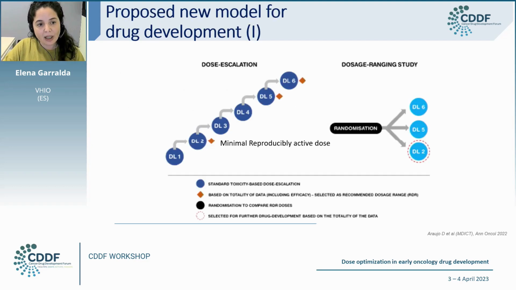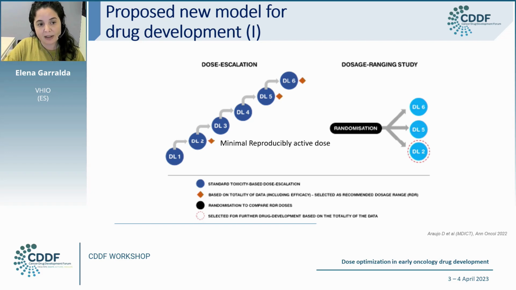So in that regard, I did want to finish explaining how we convened the MDICT workshop and published these guidelines in Annals of Oncology with a proposed new model to perform phase 1. This has also been spoken about briefly in the first talk. These are the guidelines that were published in the Annals of Oncology a couple of months ago.